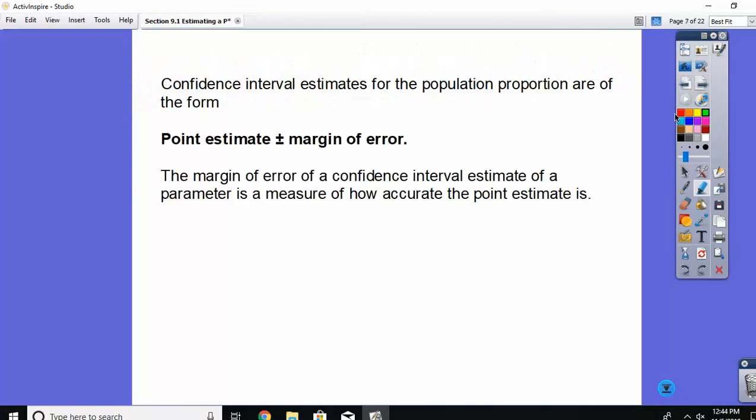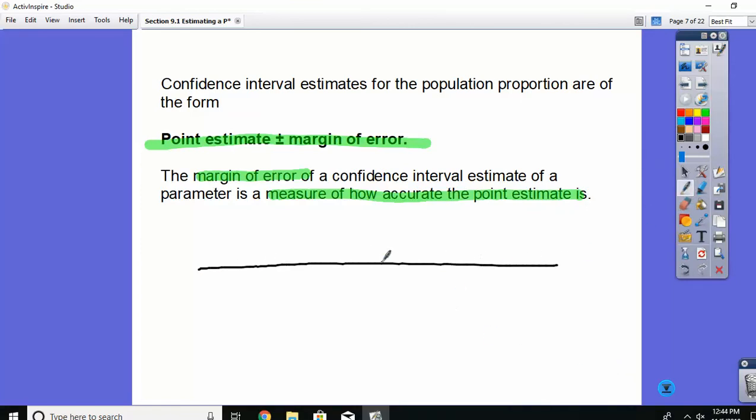When we create these confidence intervals, they are going to be of this form. It'll be the point estimate, so like the p-hat thing, plus or minus some margin of error. When I talk about margin of error, it's really just a measure of how accurate the point estimate is. So in other words, we have our point estimate, which is really just kind of like our guess. It's based on the sample, it's what we think is true.